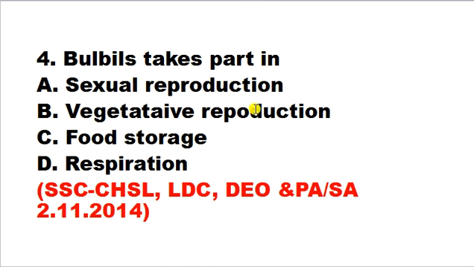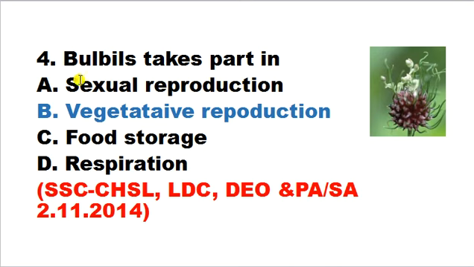Bulbils take part in sexual reproduction, vegetative reproduction, food storage, respiration. So friends, what is a bulbil? Bulbil is a modification of a bud, and due to this modification, they form this type of structure due to the accumulation of food, and it is mainly responsible for vegetative reproduction. The bulbil's body is swollen because of food storage, इसकी body फूल जाती है, and its main function is vegetative reproduction.